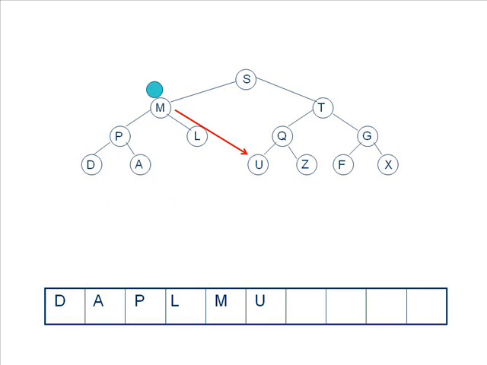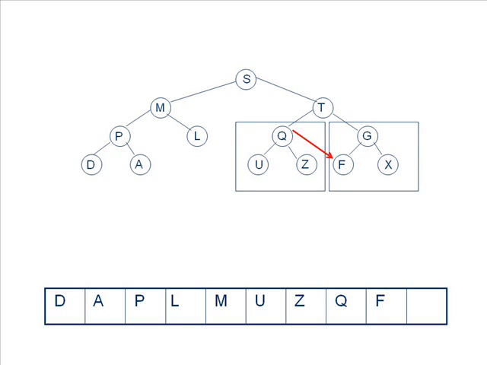Now M has the parent S. So before processing the root, we process the right subtree of S. In the right subtree of S, there are many subtrees. The leftmost is U. So the node U is processed after M. Then there is a small subtree of Q, U and Z. Z is the right child node, so we process Z and then process the parent Q. Now the small subtree Q, U, Z has been processed.